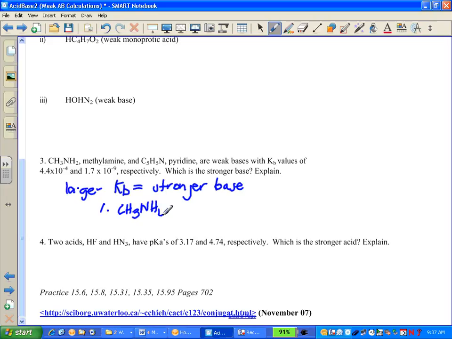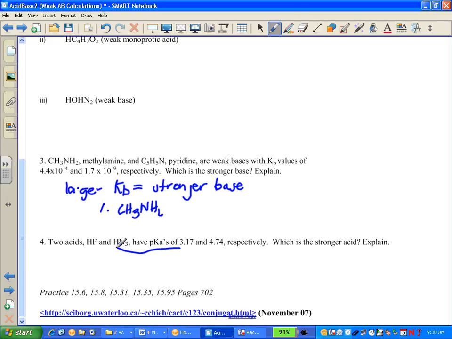So in the last lesson, we looked at how you could compare two acids or bases just based on their structure. This time, you've got a value to support your argument. Now in the next one here, we've got two acids, HF and HN3, that have pKa's of 3.17 and 4.74 respectively. Which is the stronger acid?